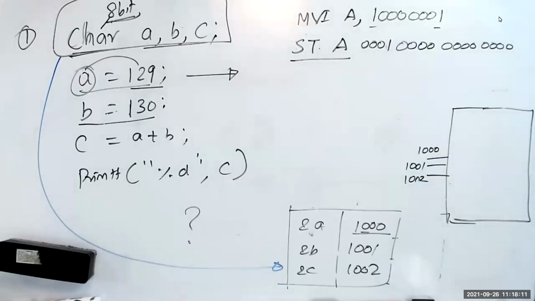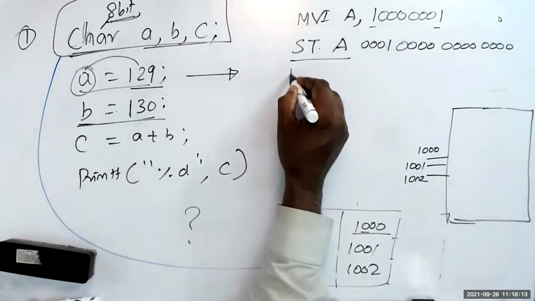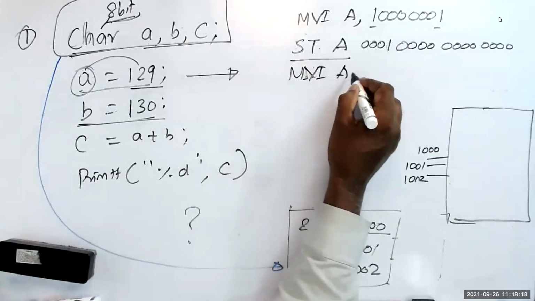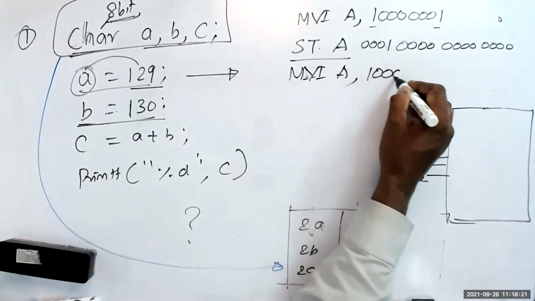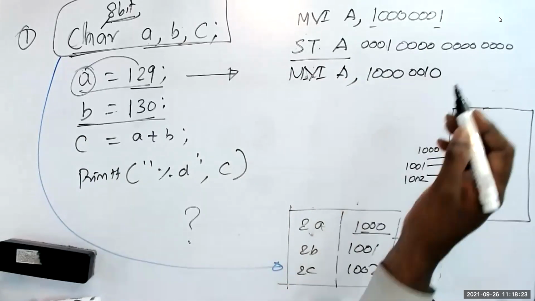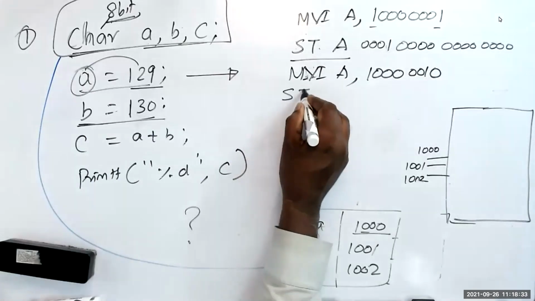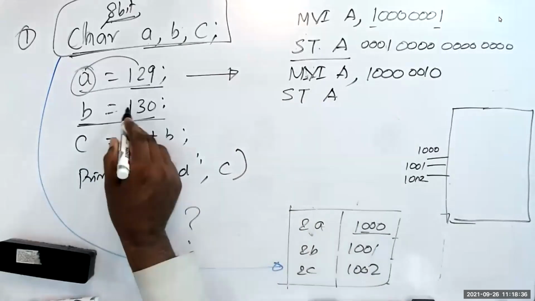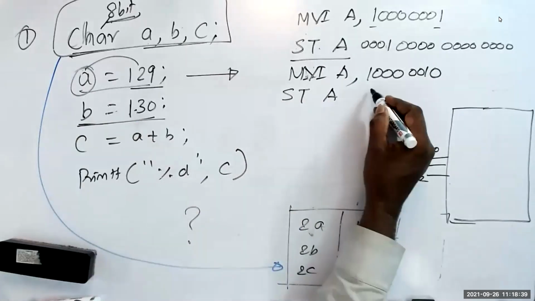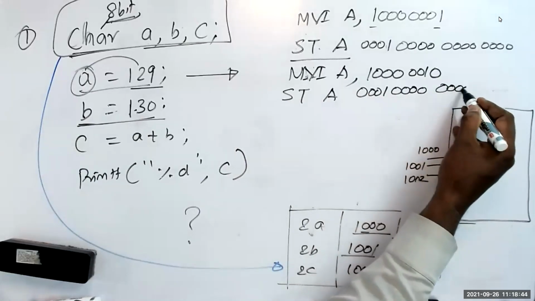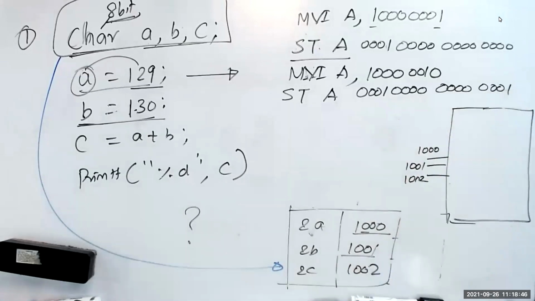Then I have given B. I say move immediate A, 10000010. Am I right? Then I store A, I'm storing it to B. B is 1001. So 0001. Am I right? This goes.